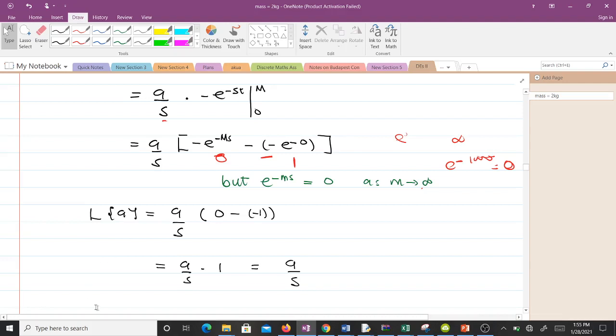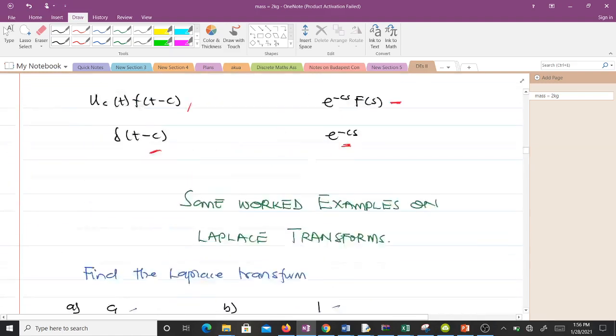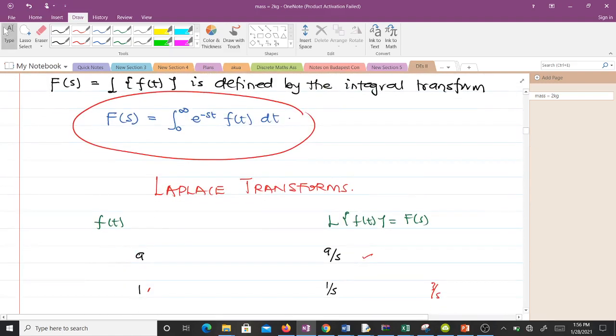So the Laplace of a is equal to a over s, then 0 minus minus 1. So when we evaluate what we have here, we are going to get 1. So a over s times 1, which will be a over s. So that means the Laplace of a is a over s. Right, so you can see that from the table here.